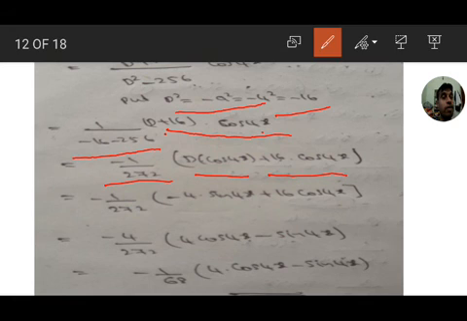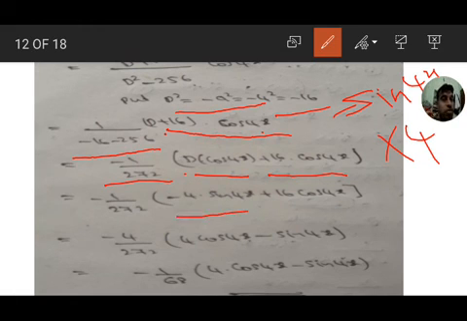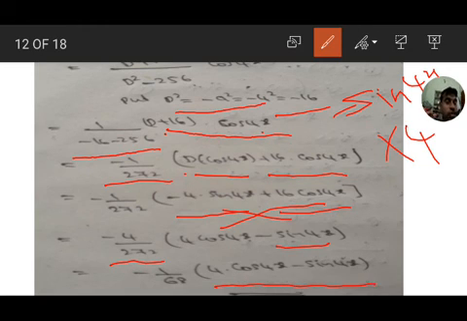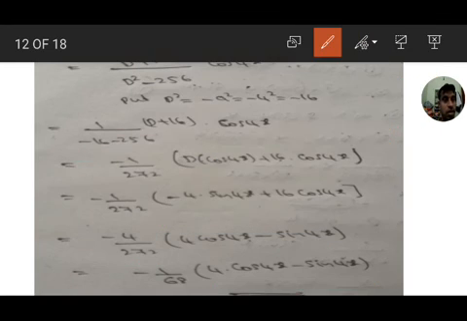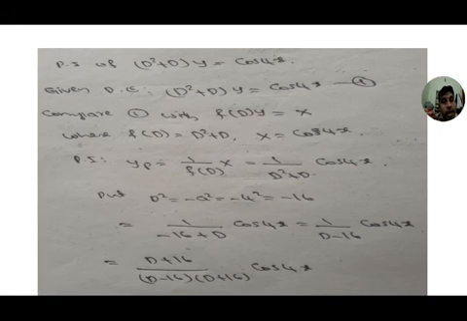The derivative of cos 4x is minus sin 4x into the derivative of 4x, that is minus 4 sin 4x, and 16 cos 4x stays as it is. 4 is common, so minus 4 by 272, 4 into (cos 4x minus sin 4x). Then minus 1 by 68, (4 cos 4x minus sin 4x). This is the answer. In this problem we were not removing the d square term, we were getting d terms, so we have to convert the d term into d square, then substitute.